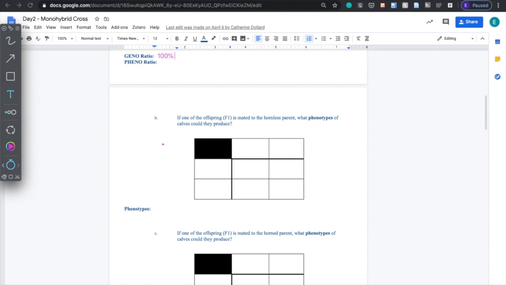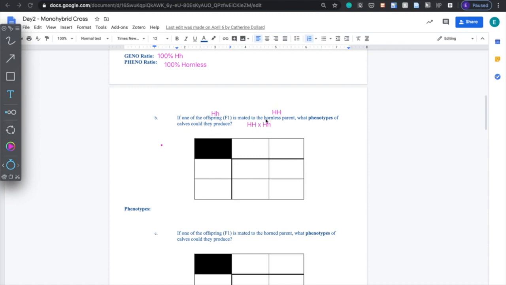Okay, so it's going to say, if we take one of those F1s, which we know is heterozygous, we can put that genotype in. It's really helpful to put in the genotypes as you read through the problem. And that's going to be mated to the hornless parent. We know that the hornless parent is capital H, right? We know that from part A. So that's the cross we're going to have, homozygous dominant by heterozygous. And they want to know what phenotypes could we produce.